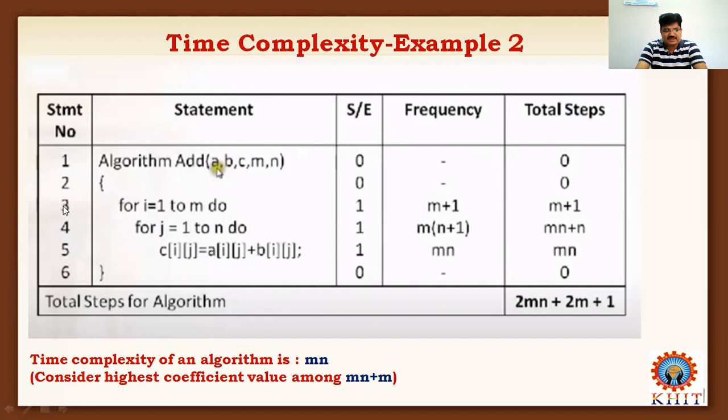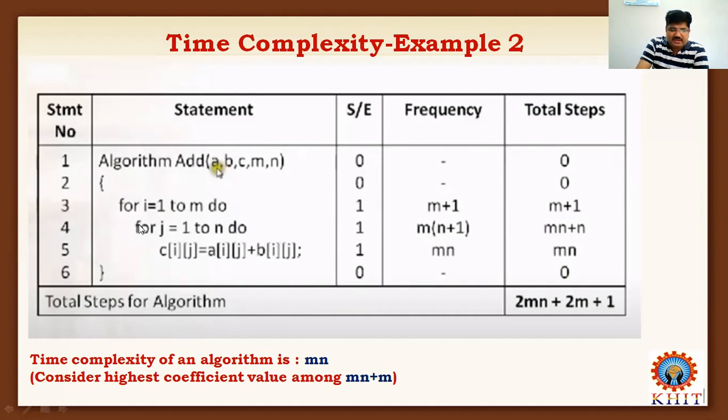So my question is: what is the frequency count of statement number 3? That means how much time it will require for executing the for loop in statement number 3. If it is executed, it is once; if it is not executed, it is 0. How many times will the for loop be executed? If the for loop is true, m times only. If the for loop is false, one more time. So the total frequency is m plus 1.